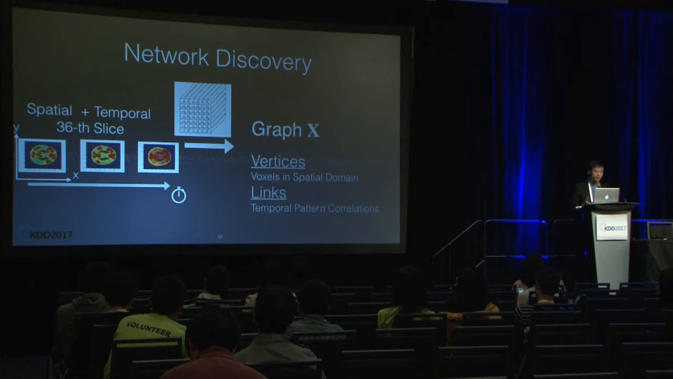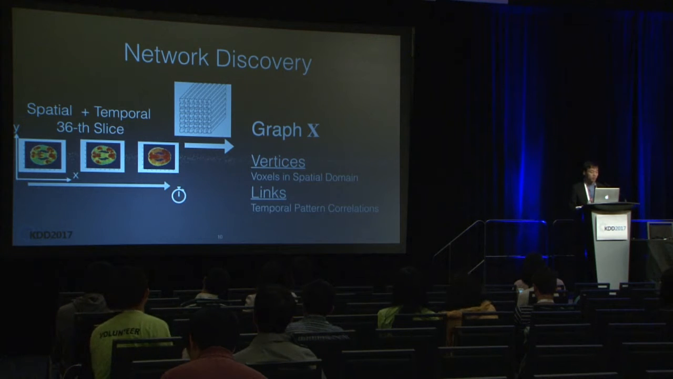In X, the vertices are the voxels in the spatial domain, and the links would be the correlations between the voxels based on their temporal patterns. And the second note is that in this paper, we did not apply our method to the entire brain in the experiments, but focused on the 36th slice, which means the spatial temporal data we analyzed before the graph conversion process is a third-order tensor, the x-y dimensions in the spatial domain plus the time dimension. This can give us very clear visualization of the results and an opportunity to compare with previous work.